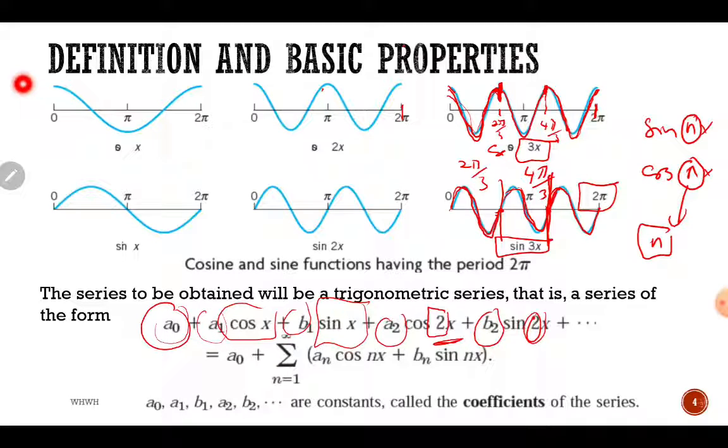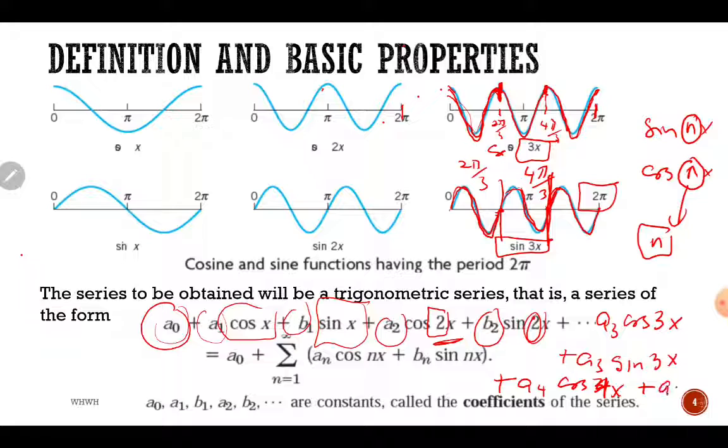Maknanya ni dia akan repeated lah. Next is A3. I think kalau you tengok ni, kita akan boleh faham lah. Dia akan proceed dengan A3 cos 3x tambah B3 sin 3x. Lepas tu dia akan tambah lagi dengan A4 cos 4x tambah B4 sin 4x dan seterusnya. So nak dipendekkan cerita, kita buat je an cos nx plus bn sin nx, where n begins from 1 up to infinity.